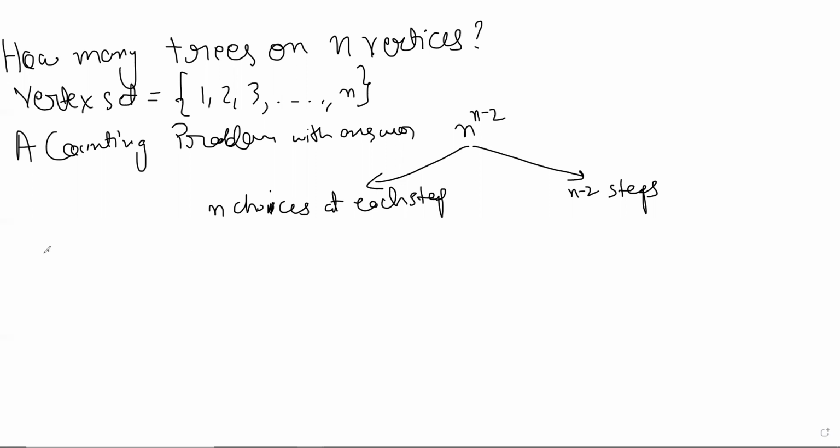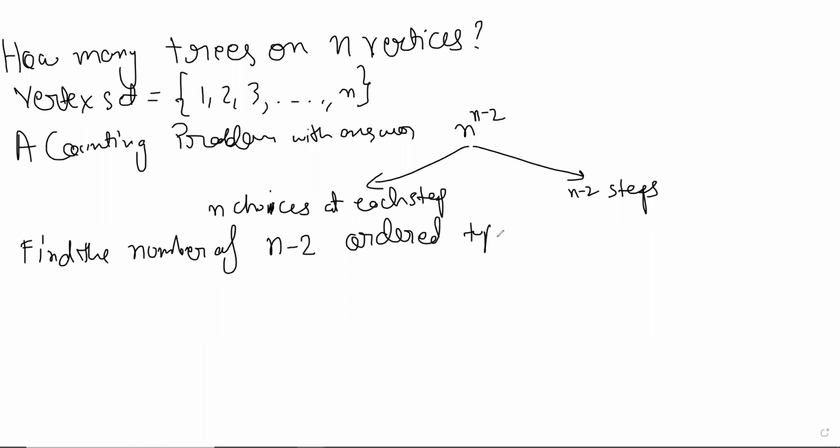We will eventually show a bijection. That is what we're going to do. We are going to show a bijection with a simple problem whose answer we obviously know is n to the power n minus 2. Okay, and the most obvious problem is this: find the number of n minus 2 tuples. Tuples here just means ordered tuples. Okay. n minus 2 ordered tuples.